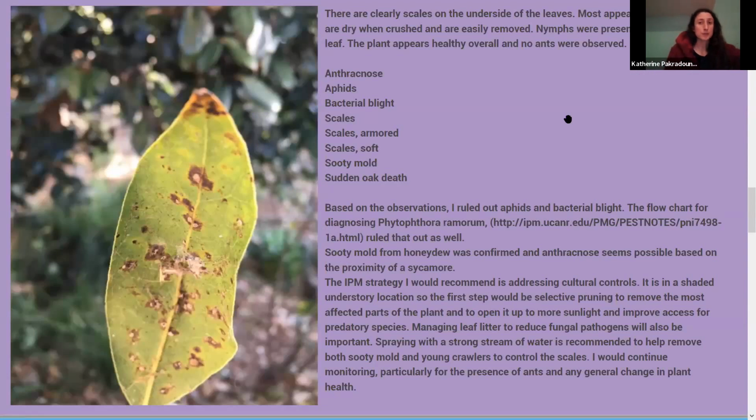All right, so this one has leaves with different kinds of discolorations and blotches. Otherwise, the plant seemed relatively healthy. This person observed that there was scale on the underside of the leaves, so that's a particular insect issue. But then the spotting was something a little bit different. So this person was able to rule out a bunch of stuff. So they ruled out aphids and bacterial blight.